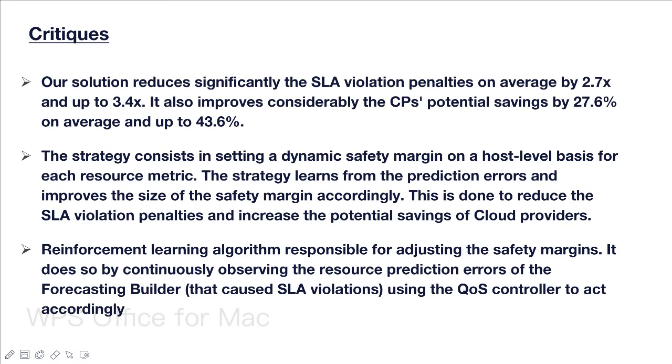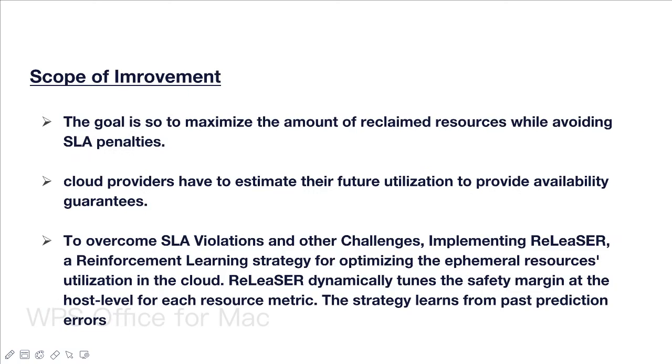Okay, and this reinforcement learning algorithm, which is responsible for adjusting the safety margins, does so by continuously observing the resource prediction errors of the forecasting builder. When we keep the system in operation, all these observations are kept under the conditions of the SLA violations and in terms of the QoS, that is, the quality of service, to act accordingly.